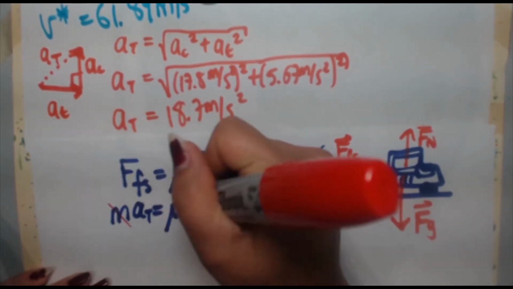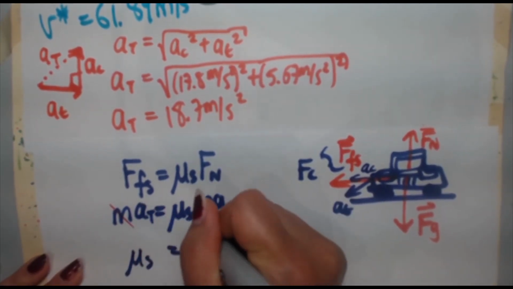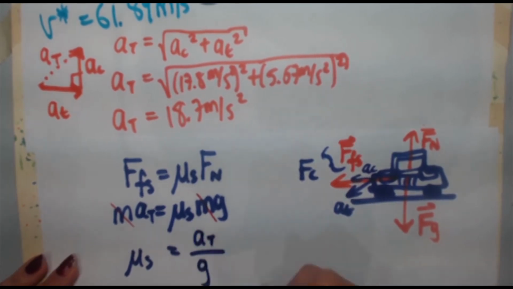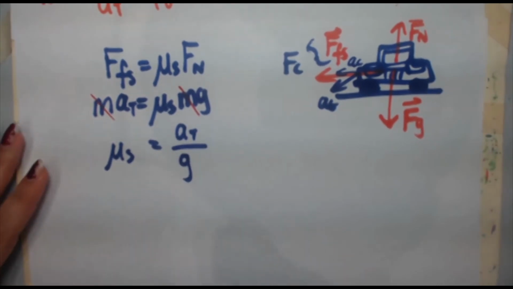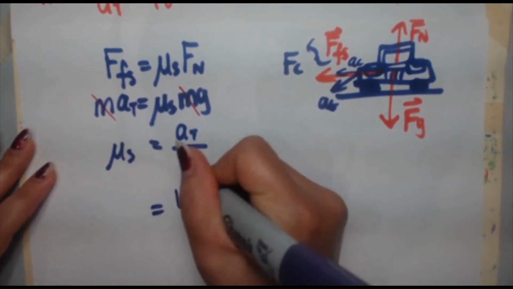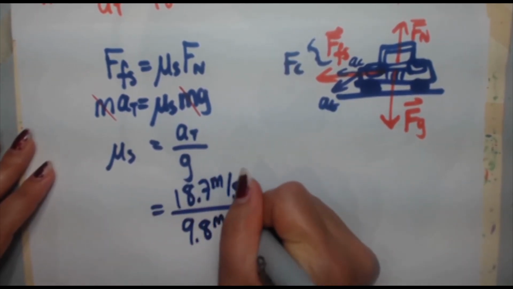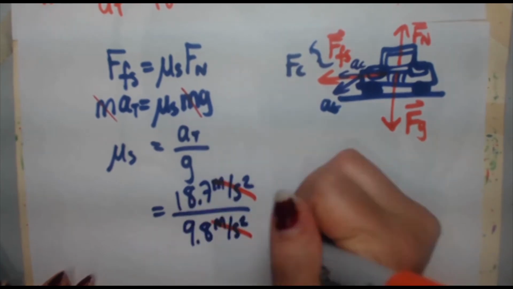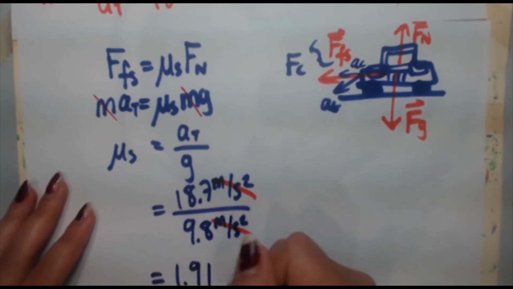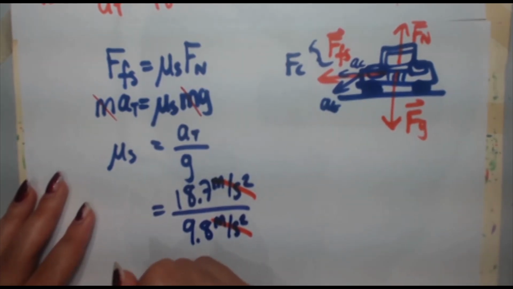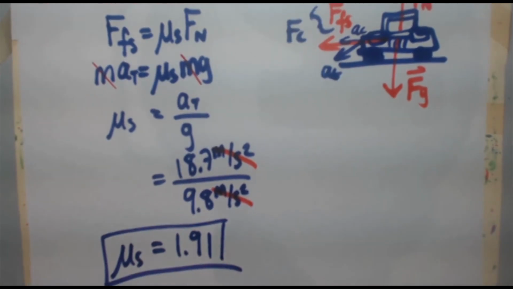This allows us to cancel the masses out, leaving us with mu_s equal to the ratio between the total acceleration and the acceleration due to gravity. So there we go. Plug in your values: 18.7 meters per second squared divided by 9.8 meters per second squared. It's beautiful. Your units cancel out. You're left with a unitless ratio, which is exactly what you want. And we need that to 3 sig figs, so 1.91 is our final answer. And there you have it. 1.91 is the coefficient of static friction.